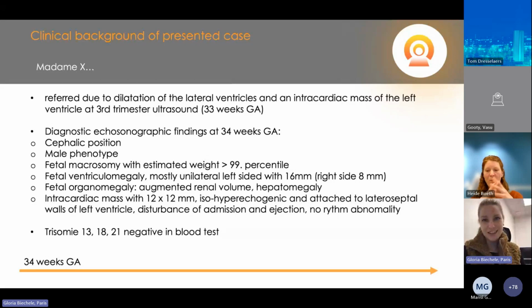last but not least, the intracardiac mass, which presented iso- to hyperechogenic and attached to the lateral septal wall of the left ventricle, disturbing admission and ejection, the aortic arch with no clear narrowing to that date, and also no retrograde flow in the ascending aorta. And this was to be controlled by a pediatric cardiologist.